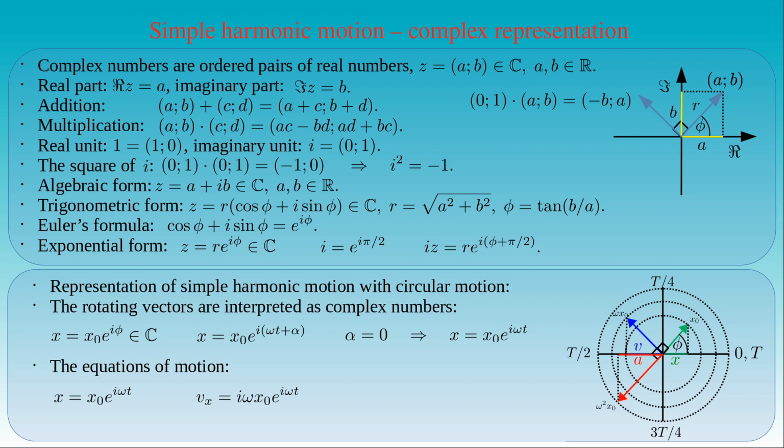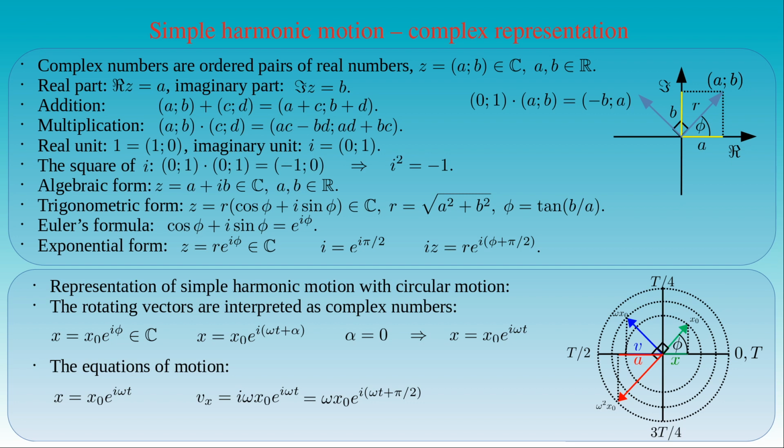We saw that the multiplication of a complex number with the imaginary unit is equivalent with the rotation by 90 degrees. Then the velocity can be written as omega times x0 times e to i times phase angle shifted with pi over 2, that is omega times t plus pi over 2. This indicates that the velocity in the harmonic motion is shifted with 90 degrees relative to the one of the amplitude x, as seen in the figure.